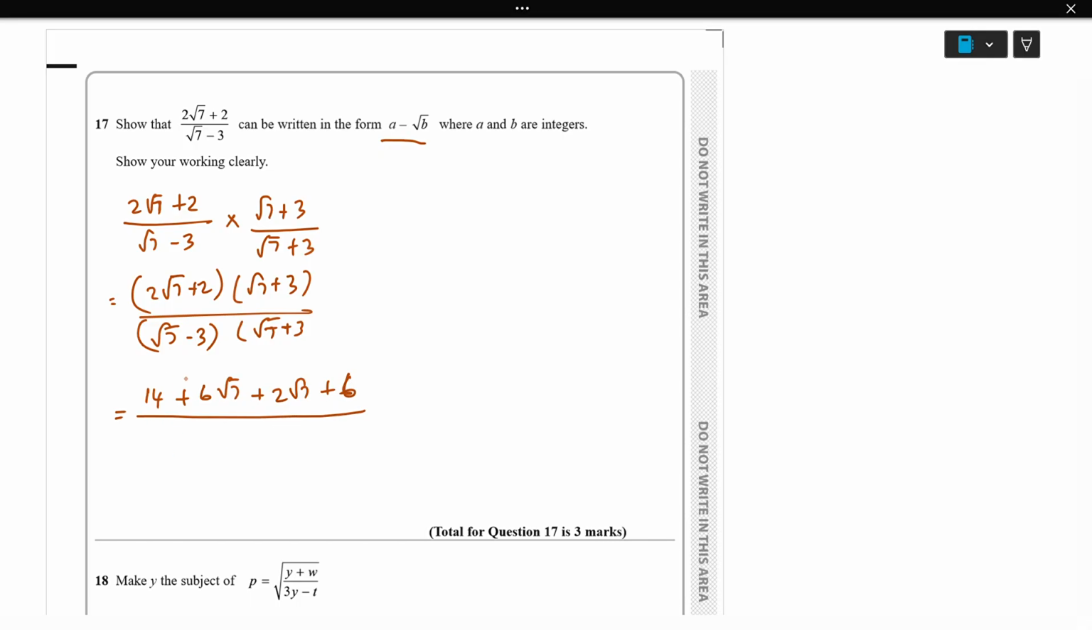The denominator: root 7 minus 3 times root 7 plus 3. Multiply root 7 times root 7, which is 7. Next one is plus 3 root 7 minus 3 root 7, then minus 3 times plus 3, which is minus 9. So this got cancelled. 7 minus 9 is minus 2. So the denominator is going to be minus 2.